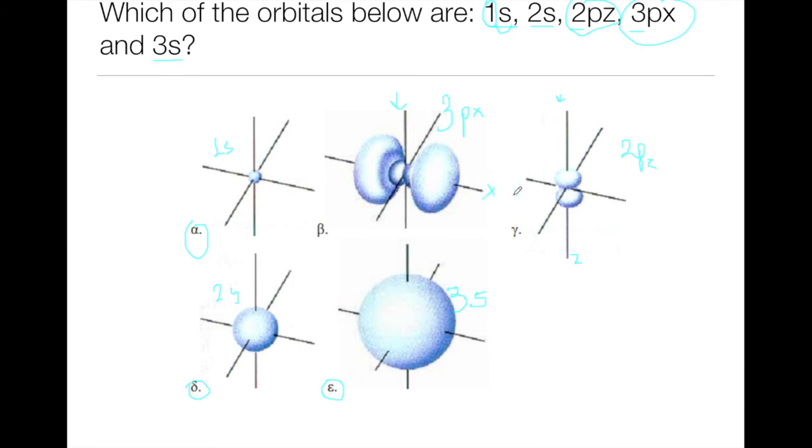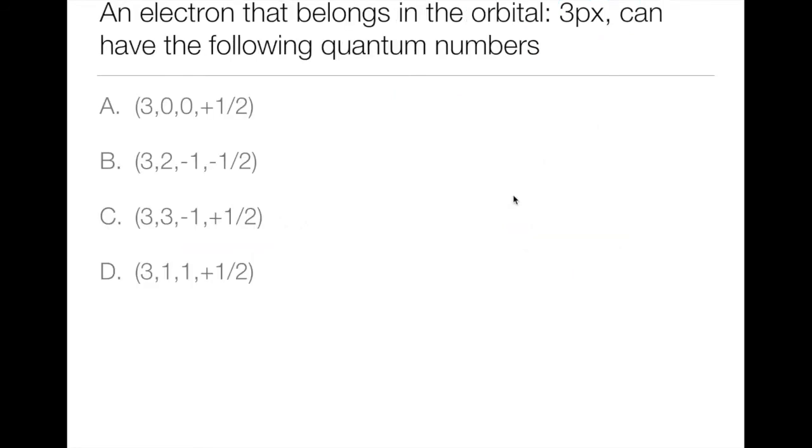Alright, let's look at another exercise. An electron belongs in the orbital 3px. Which of the following groups of quantum numbers describes 3px? Alright, so let me write them down and then we will match. We said that in parentheses we put n, then we put l, then we put ml, and then we put ms. Of course, I cannot know the ms number, because, why? Because I cannot know if it has a positive or negative spin. One of the two will be.